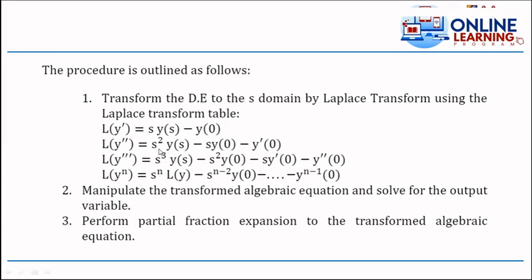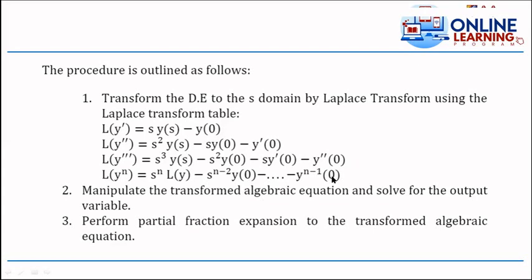The Laplace transform of y triple prime, or the third derivative, which they call higher ordered derivative or differential equation, is equal to s cubed Y(s) minus s squared y(0) minus s y prime(0) minus y double prime(0). If we look at the pattern, the exponent is descending while the derivative order is ascending. And for the Laplace transform of y to the n, it is s to the n Y(s) minus s to the n minus 1 y(0), up to y to the n minus 1 (0). Okay? So this is your Laplace transform table.